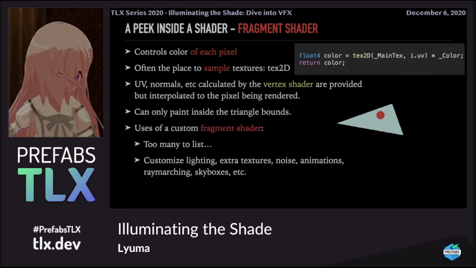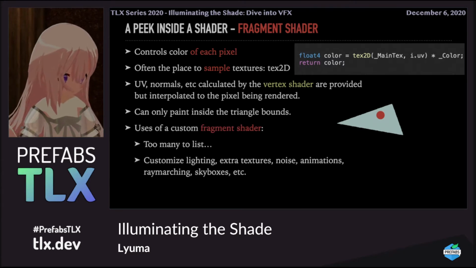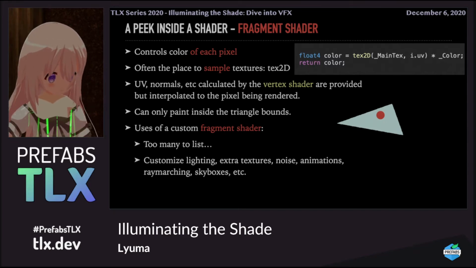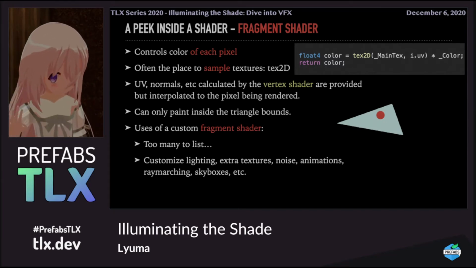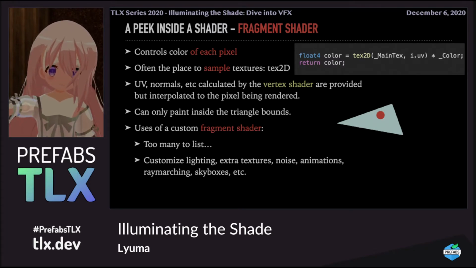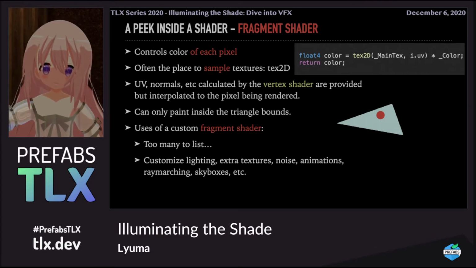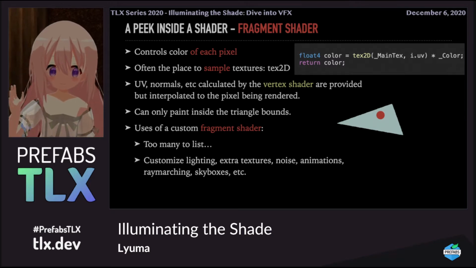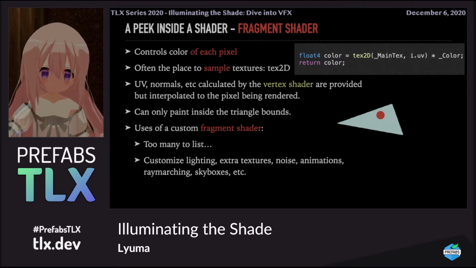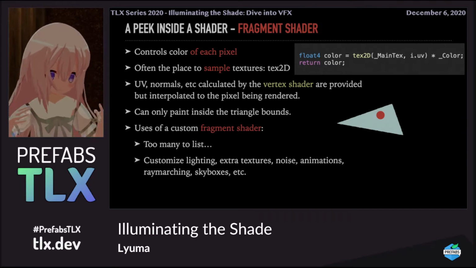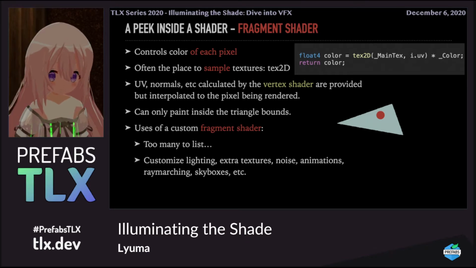Let's see. So, yeah, there are other uses of fragment shaders. You can do pretty much anything: customize lighting, extra textures, noise, animations, ray marching, skyboxes. If you browse Shadertoy, every shader on there is just a fragment shader, because the vertex shader just paints inside the canvas. It's always a quad, so the vertex shader isn't even something to let you customize. Every shader in Shadertoy is a fragment shader, and you can see all sorts of crazy stuff there. So I'll just say anything's possible in a fragment shader.